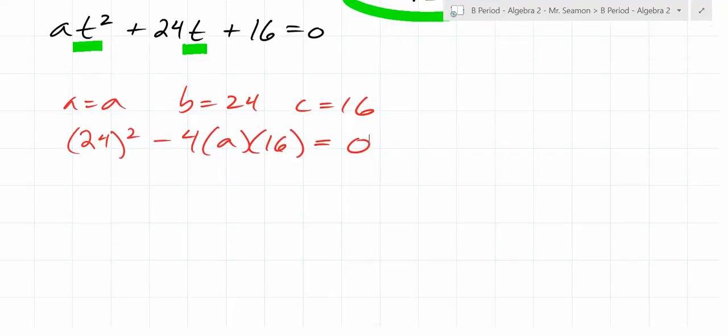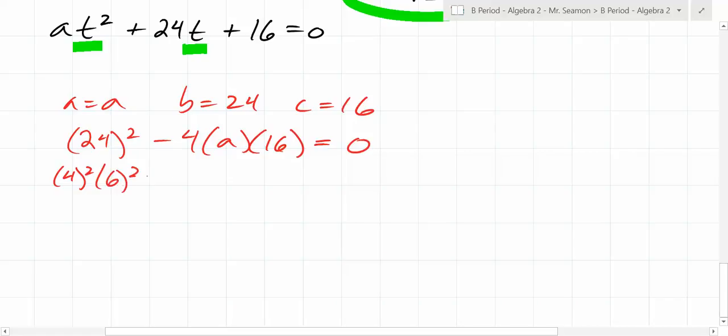576. So I want to give you a shorter way of doing this. You can write this out and multiply it out, but you could also realize that 24 is what times what? It's 4 squared times what? And you have 4 times A times what's 16? 4 times what? Equals 0.